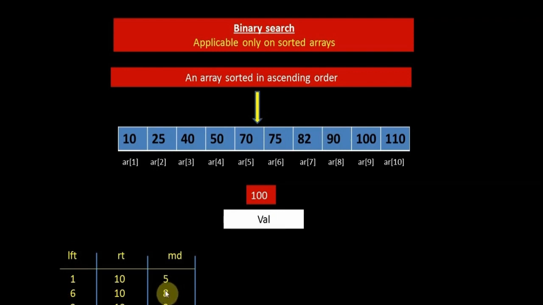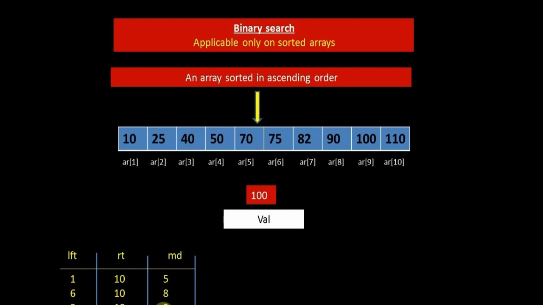What is the current value of MD? 8. Now LFT will become 9 and RT will remain the same, that is 10, right? So again I will be finding the middle element. Now my area of search is restricted to this only, from R9 to R10. See how efficient this logic is.